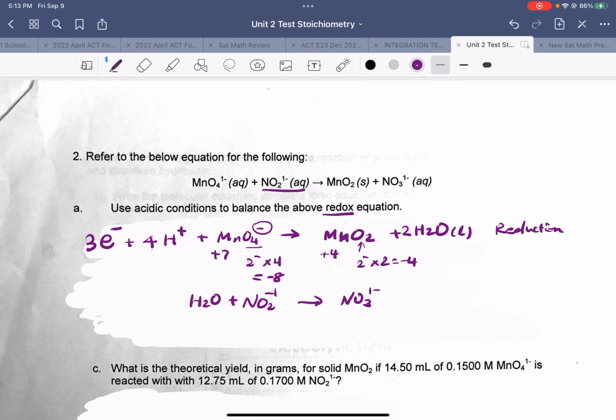Then of course 2H+ comes out to balance. Now when you look at the electrons here, O is a minus 2, times 2 is a negative 4, but to be a negative 1 charge, N is nitrogen, so you're going to have a plus 3 charge. Similarly here, negative 2 times 3 is a negative 6.